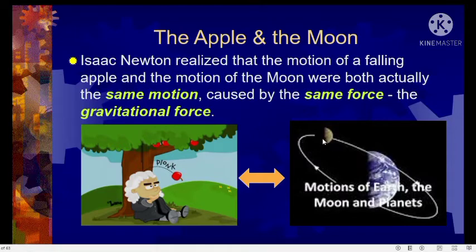Same thing for the moon and the planets. Motion of the Earth, the moons and the planets. You can see the moon orbiting the Earth. How can it maintain the motion orbiting the Earth? There must be a force that holds it so that it will maintain the orbit. So according to Isaac Newton, these two situations are caused by the same force, gravitational force.